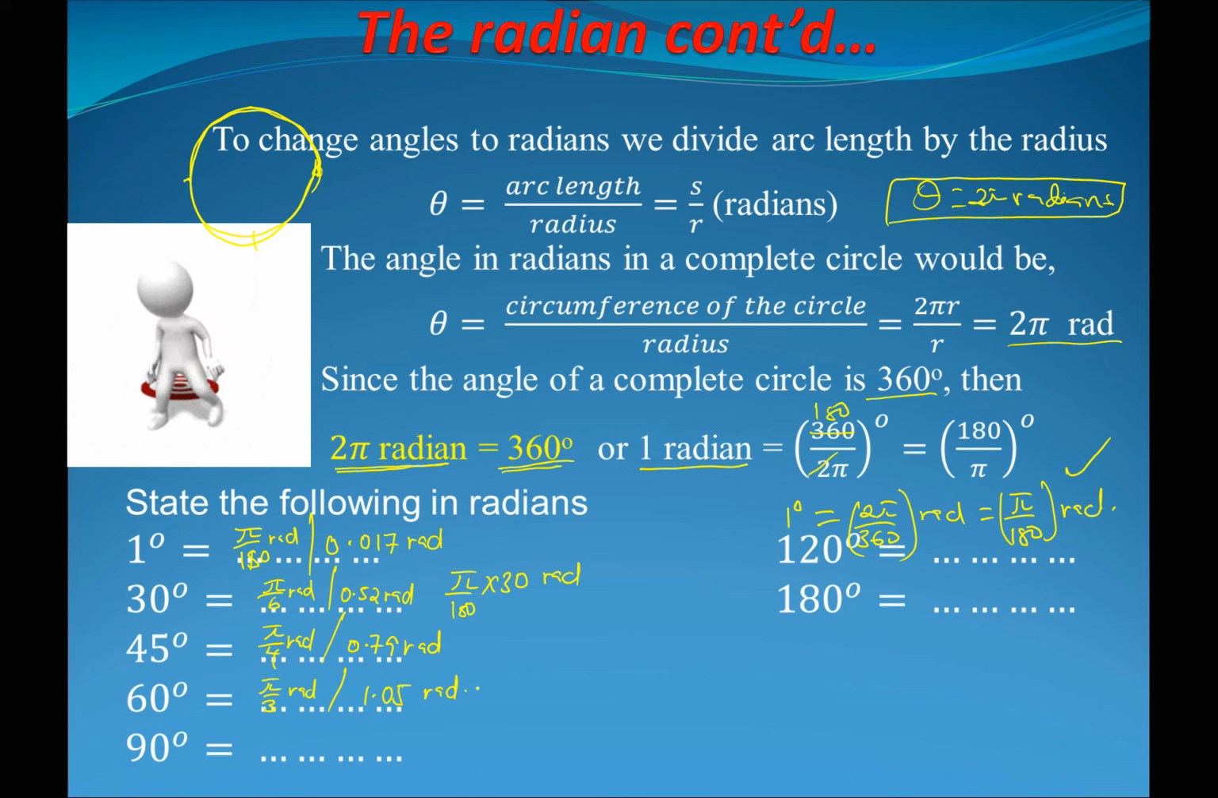Then 90, I think 90 is 1 over 2. So this is going to be pi divided by 2 in radians. And pi divided by 2 is 1.57 radians. 120 degrees in radians is going to be 120 divided by 180, which is 2 over 3. So I have to rub off this part here.